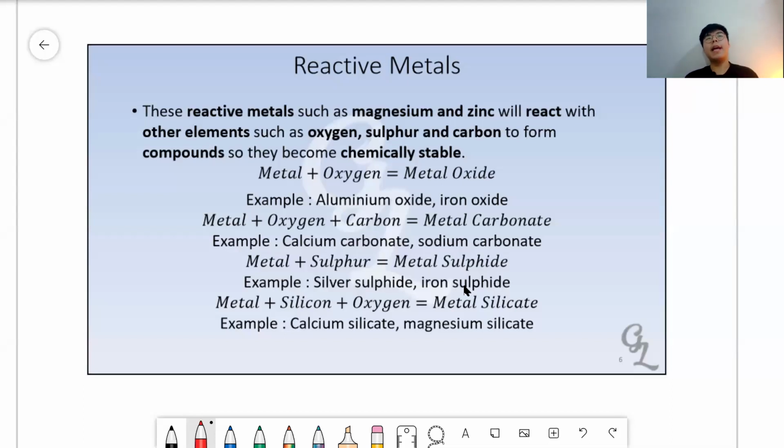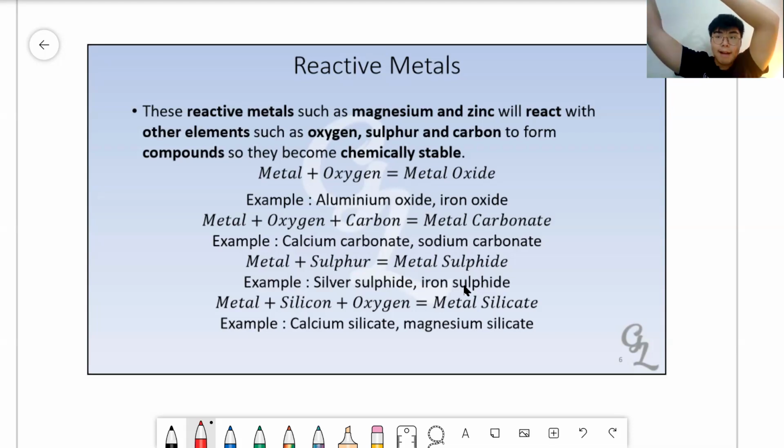Because just now we said, why is a non-reactive metal able to stay forever and not react with other things? The reason is that it's chemically stable. The opposite of that means that the reactive metals are not chemically stable. Because they are not chemically stable, they will always run around and try to react with other things. They want to run around, react with the oxygen, react with the sulfur, react with the carbon.